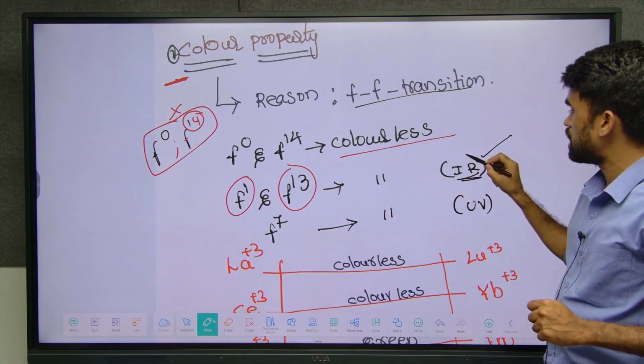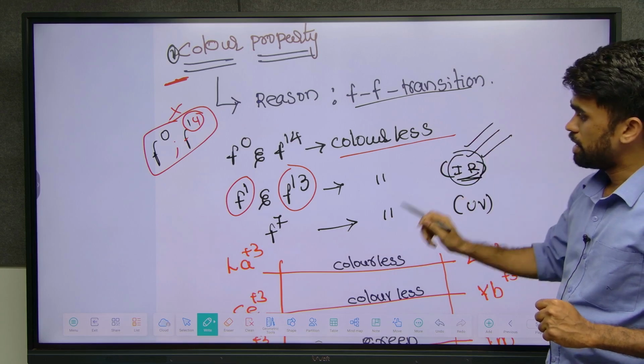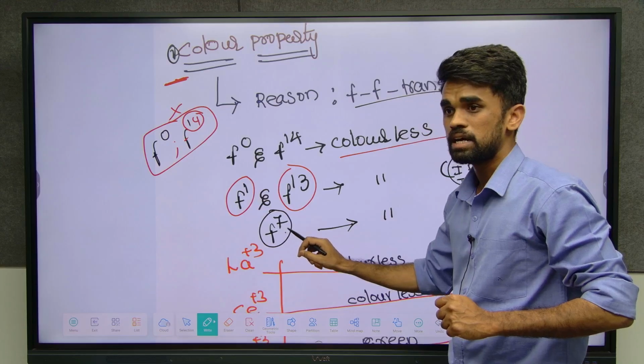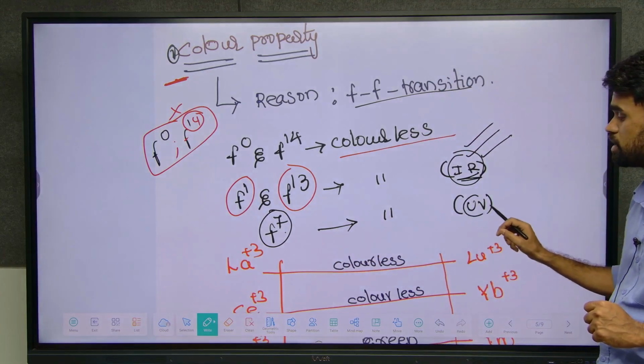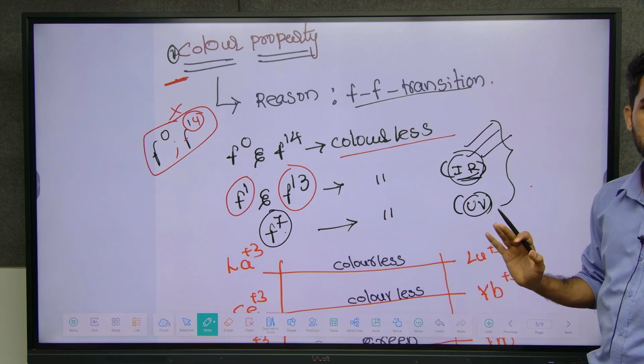Why? Because the absorption of energy is considered from where? IR. Next, for f7, it means half-filled. This is also colorless because the absorption of energy is considered from UV. So that's why these three things are colorless. First, is this clear? Okay.